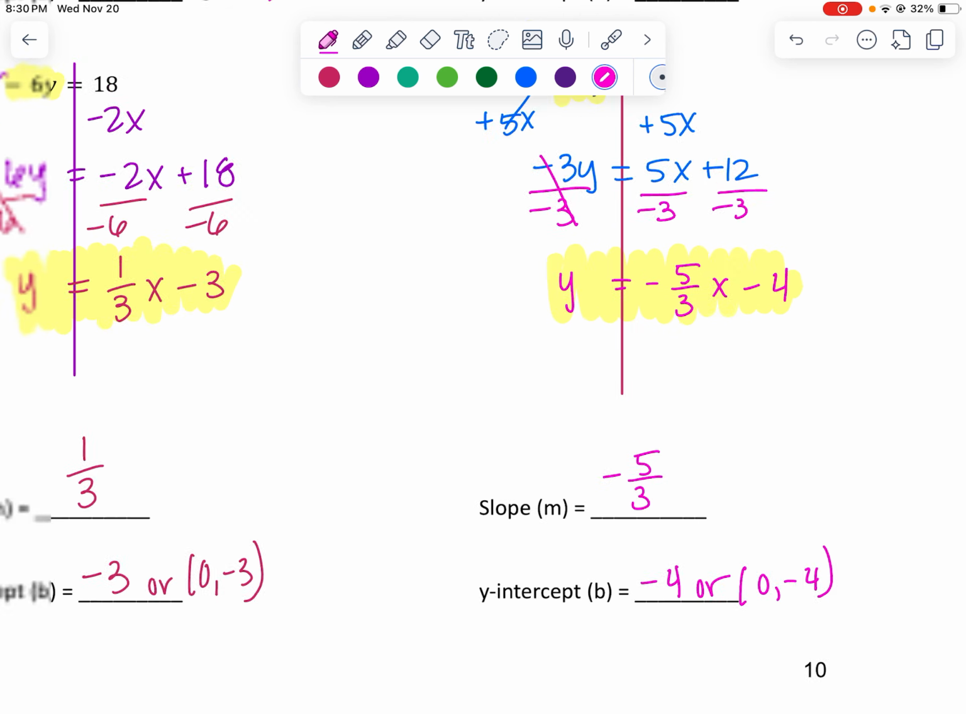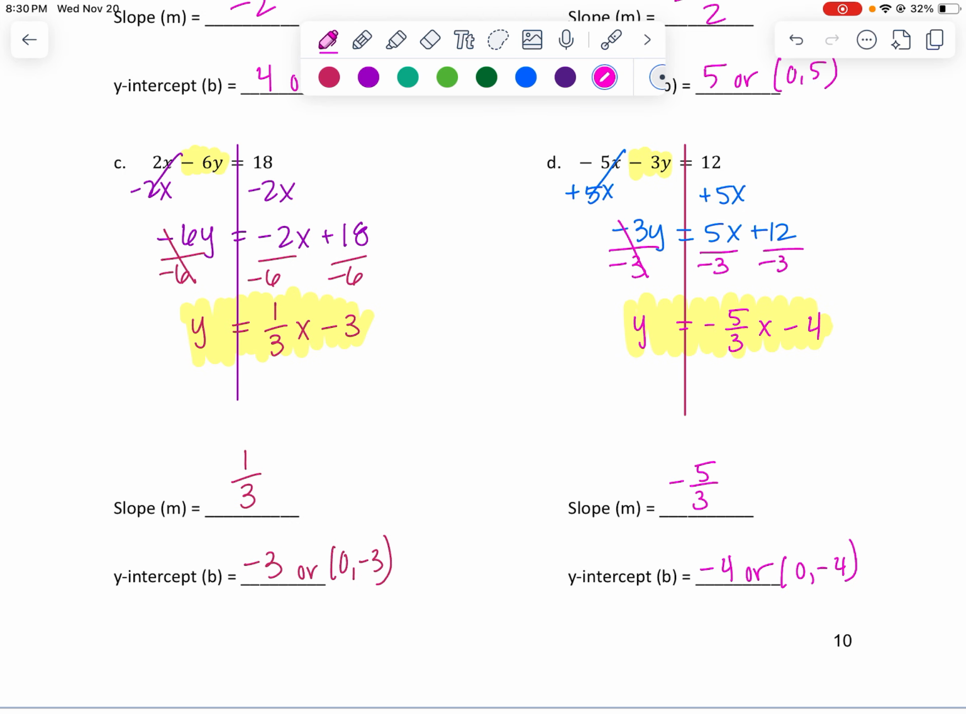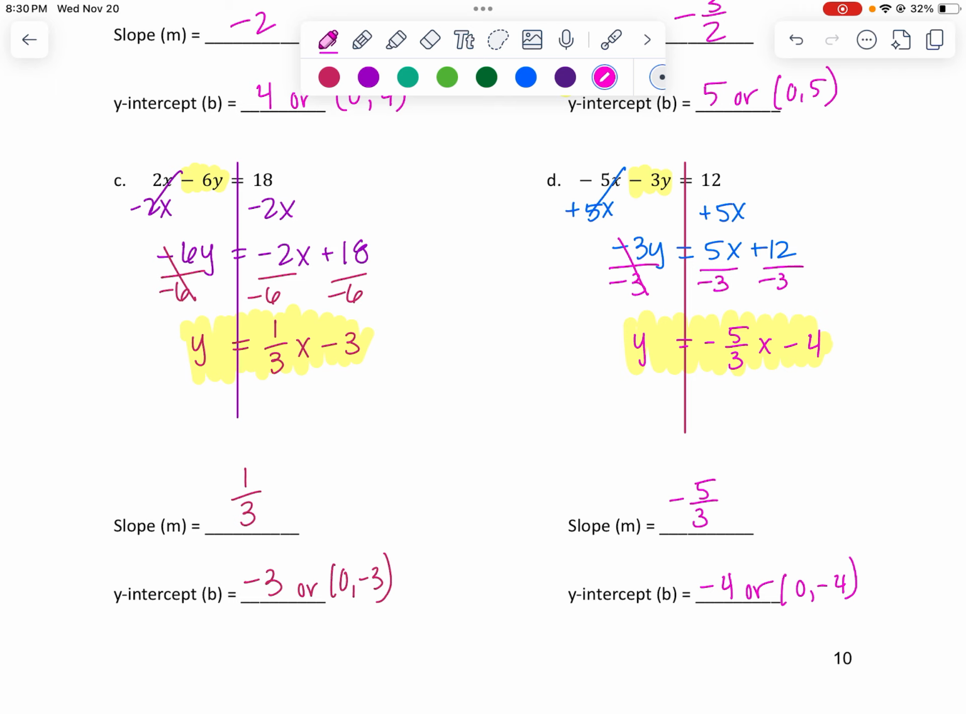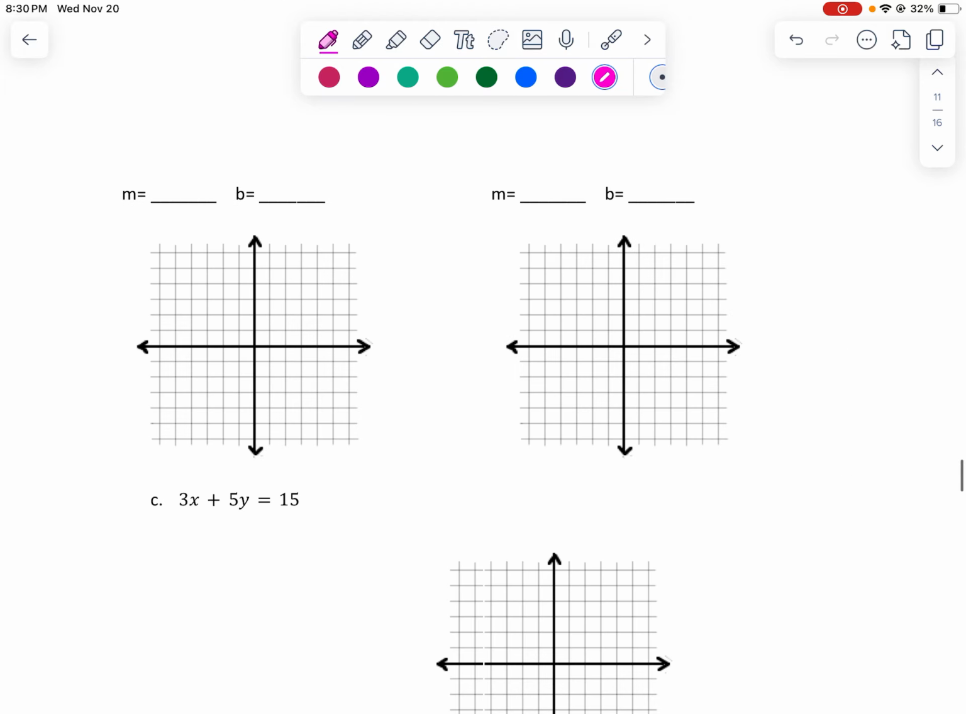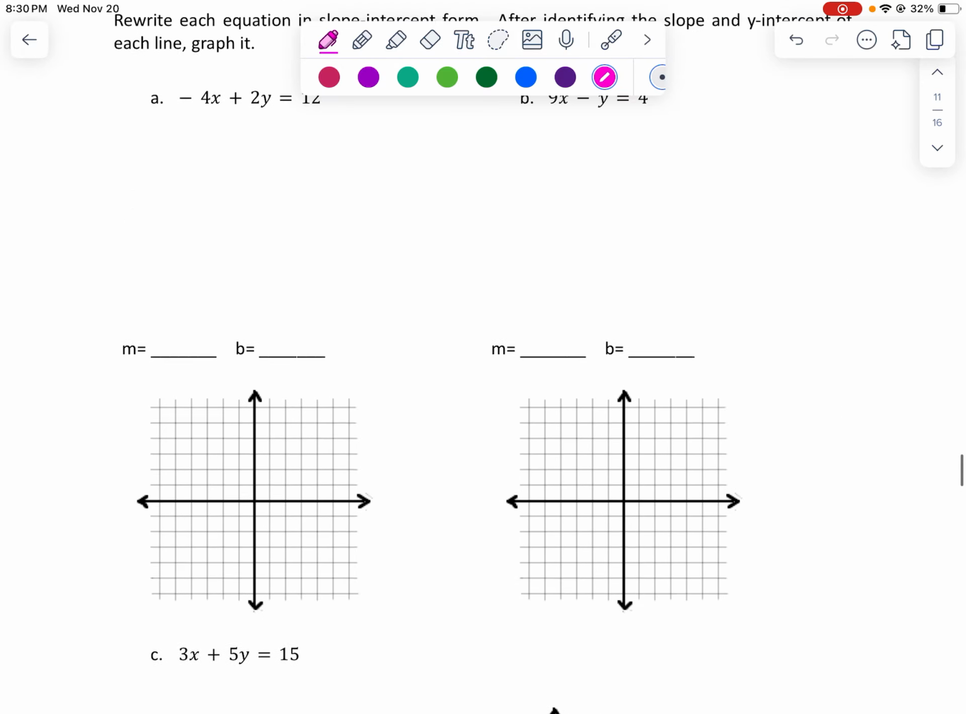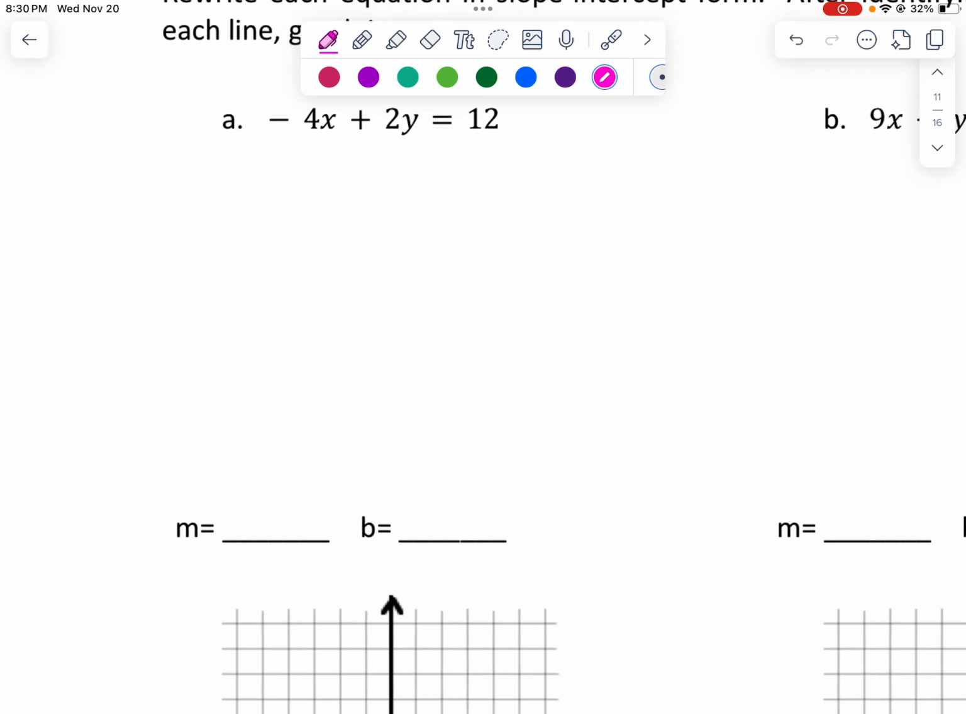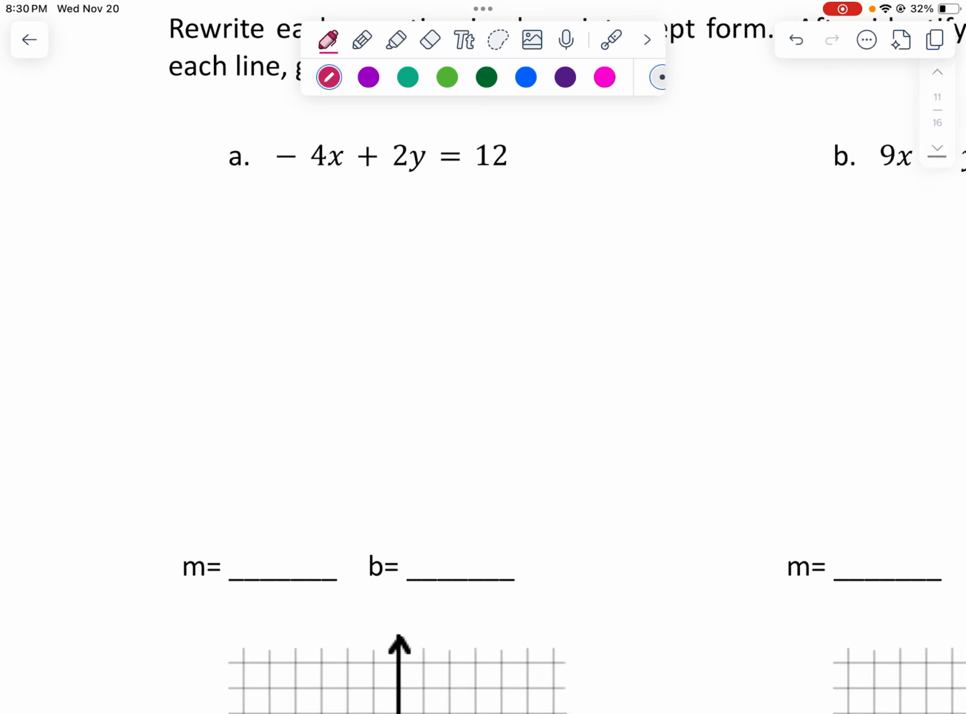Okay, so it's the same thing as last lesson, but now we just identified the slope and the y-intercept. When you're ready, you can go ahead and flip the page, and let's look at page 11. Same exact thing, however, now we're actually going to go ahead and graph them. Okay, so I'm going to start with part A.